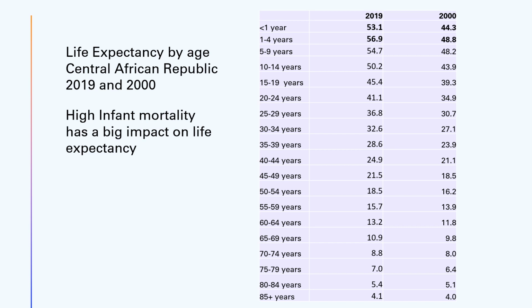You can see that something quite interesting has happened here, in that in both 2019 and 2000, life expectancy at age 1 is greater than life expectancy at birth. And this is simply because infant mortality is so high in the Central African Republic that the risks of dying during the first year have a big impact on the overall calculation of life expectancy. So once infants survive this first year, the overall life expectancy increases.